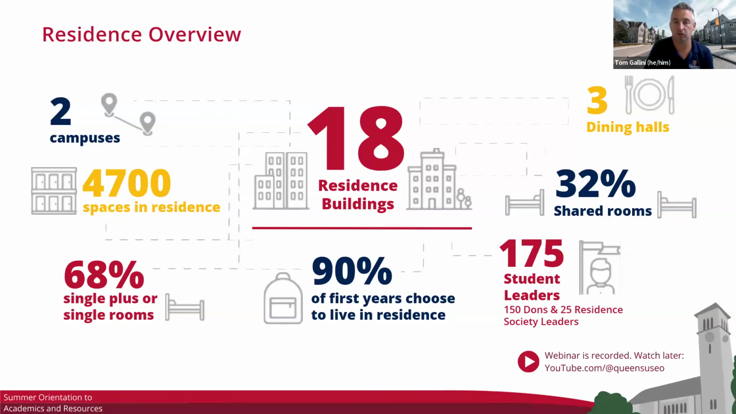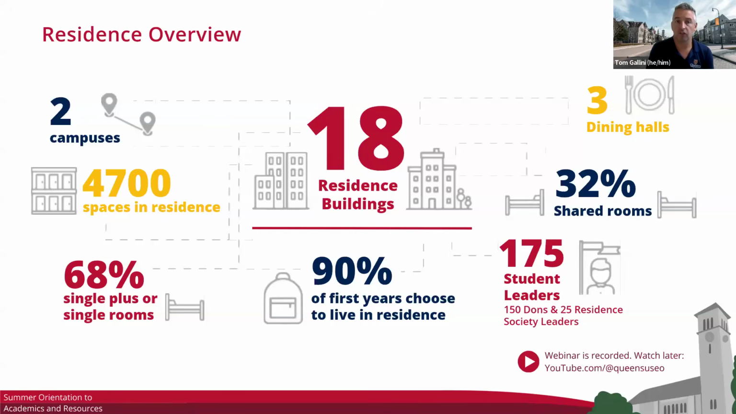So either single rooms or what we call single plus, so single rooms that share a washroom with another room or another student. We have 3 dining halls, 1 on West Campus, 2 on main campus. You can eat at any of those dining halls. You're not restricted to a particular dining hall, and you're never more than about 850 or 900 meters from a dining hall wherever you are in residence. Because you're coming to Queen's, I know that you're good at maths, so if just over 68% of our rooms are single or single plus, that means 32% of our rooms are shared rooms. So we have double rooms, triple rooms, quad rooms, and we also have loft doubles. I'll show you some pictures of all of those in just a minute.